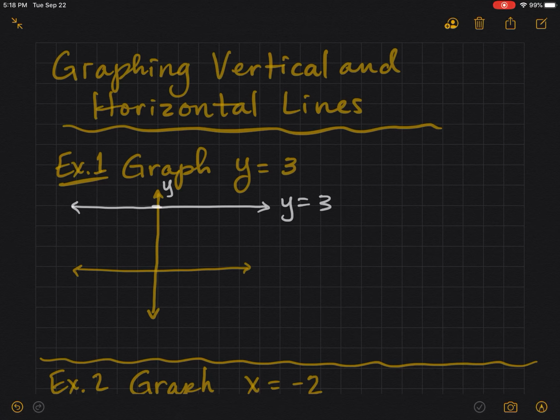What I want you to remember and notice is that every point on this line has a y-coordinate of 3. So this point would be over 4, up 3. No matter what point you choose, this point would be 0, 3. This is negative 3, 3. All of them have a y-coordinate of 3.